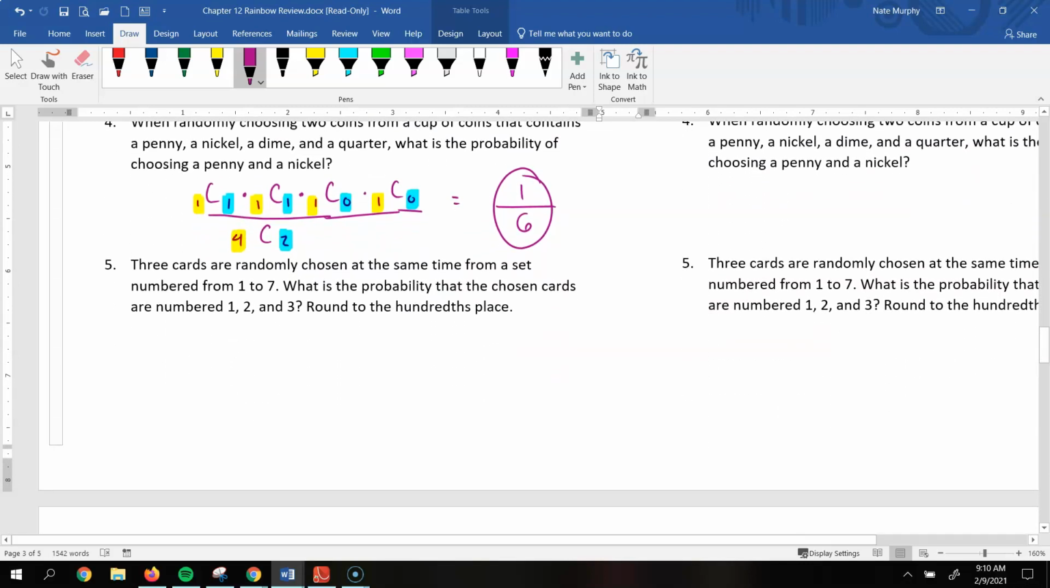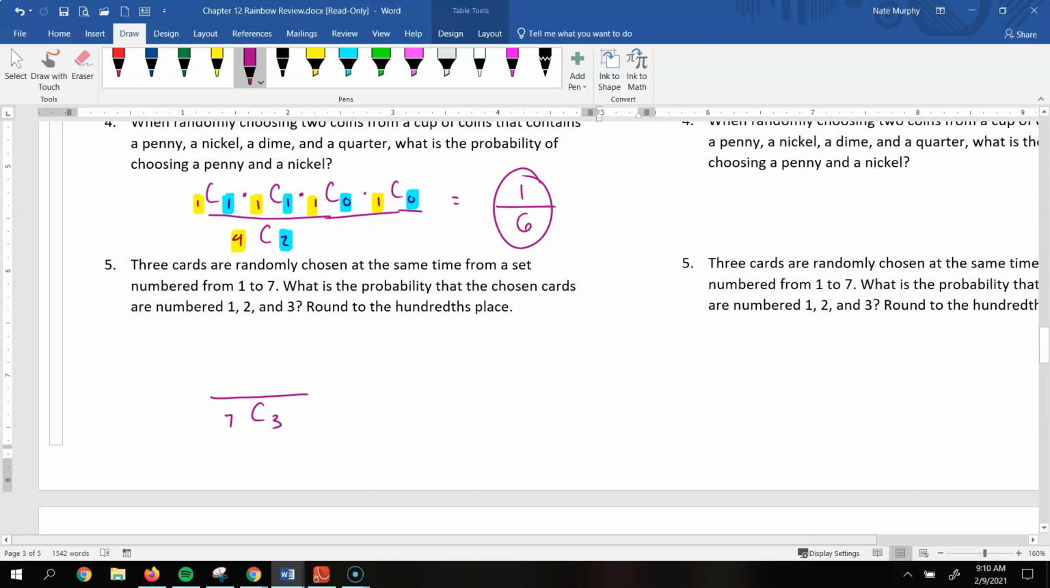All right, let's look at number 5. 3 cards are randomly chosen at the same time from a set numbered from 1 to 7. What is the probability that the chosen cards are numbered 1, 2, and 3? Okay, our denominator, again, doesn't care about anything specific. It just says that there's 7 cards, and we're going to be choosing 3 of them.